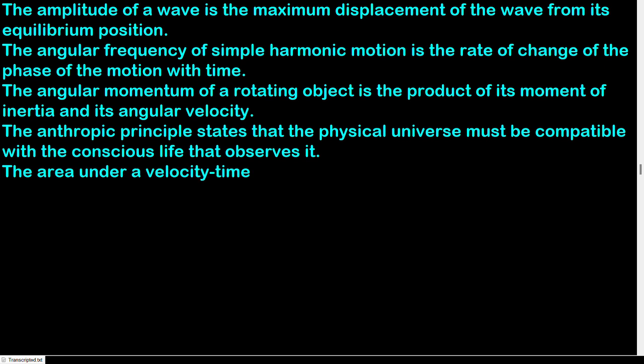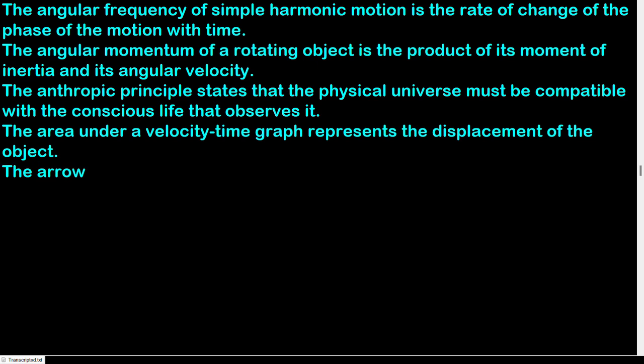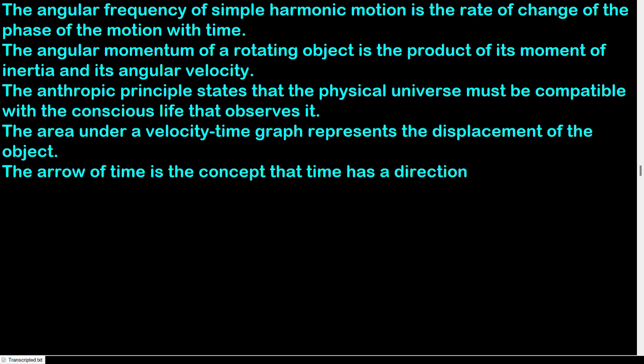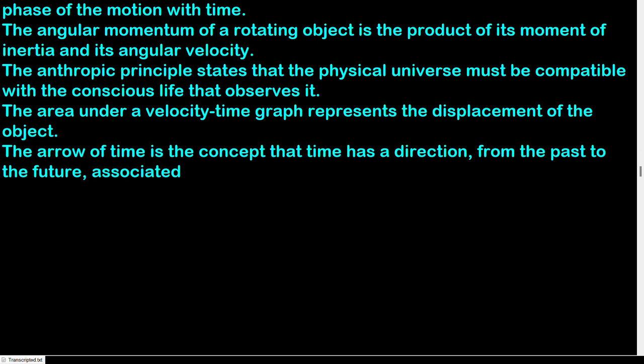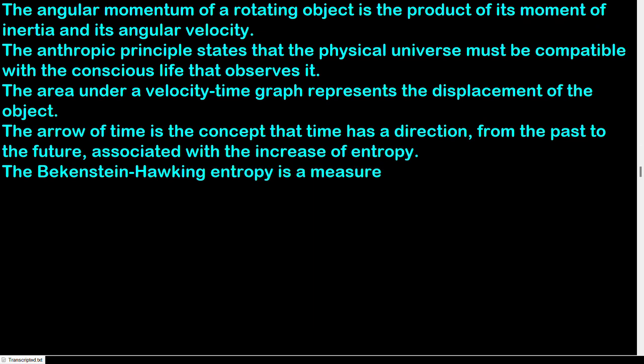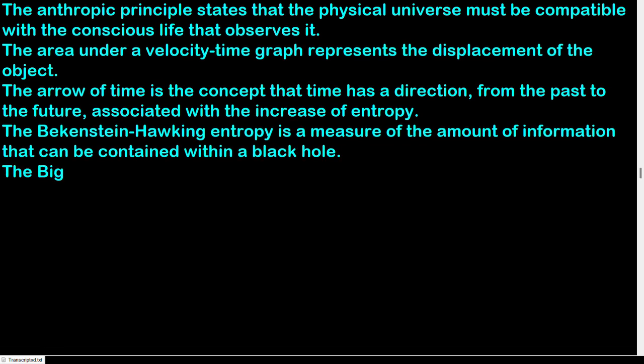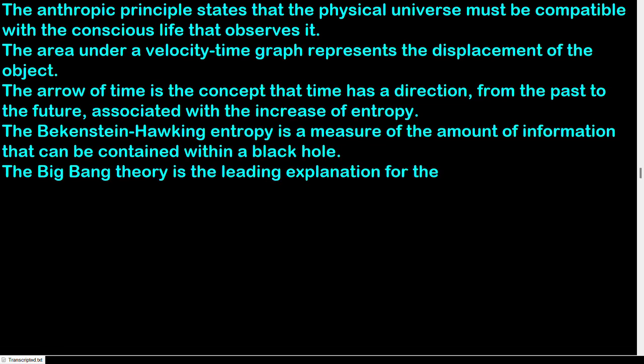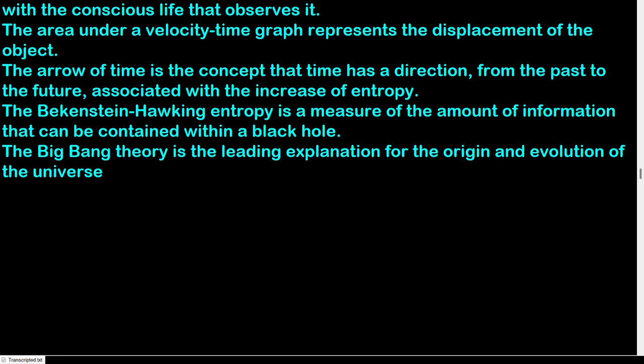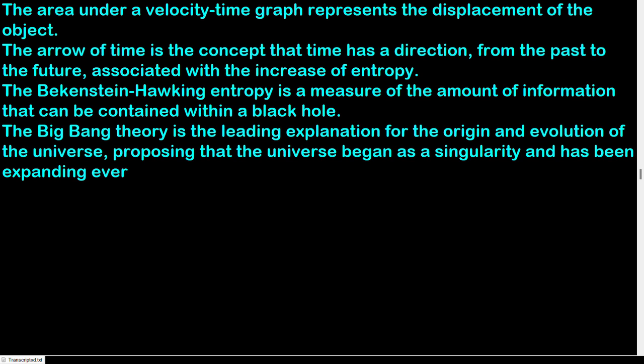The area under a velocity-time graph represents the displacement of the object. The arrow of time is the concept that time has a direction, from the past to the future, associated with the increase of entropy. The Bekenstein-Hawking entropy is a measure of the amount of information that can be contained within a black hole. The Big Bang theory is the leading explanation for the origin and evolution of the universe, proposing that the universe began as a singularity and has been expanding ever since.